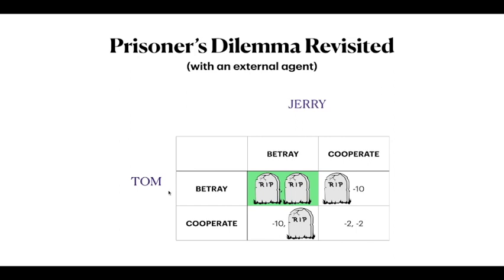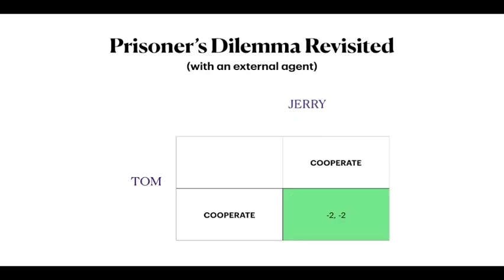So, in that case, Tom has just one choice to make, that is to stay silent. And similarly, Jerry has just one choice to make, that is to stay silent. They both end up cooperating, and that turns out to be the new equilibrium. And as you can see, by changing the rules of the game, in this case, we brought in an external agent, and by modifying the payoffs accordingly, we have got the outcome that we require.